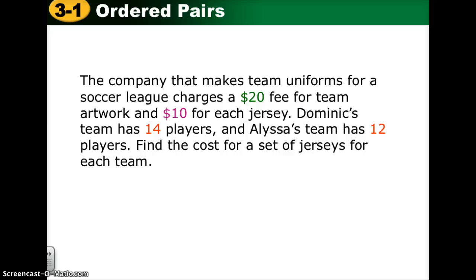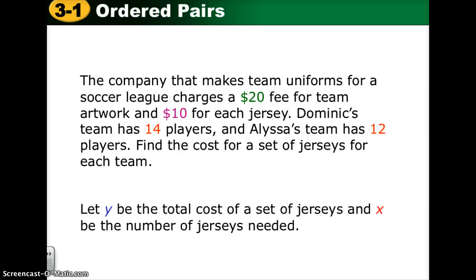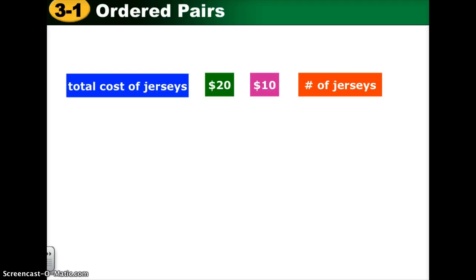Because we're dealing with two different amounts of players, let's set up a generic equation first. So we'll pick some variables. Let's let Y be the total cost of a set of jerseys and X be the number of jerseys needed. The total cost of the jerseys equals $20 plus $10 times the number of jerseys, because you have to pay $20 no matter what, and it's $10 per jersey. Putting that into symbols, Y equals 20 plus 10 times X.